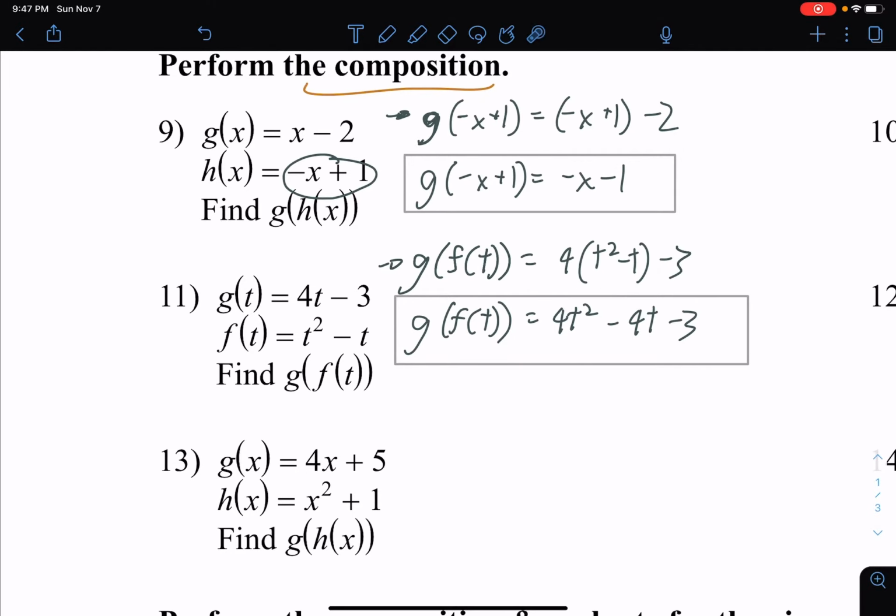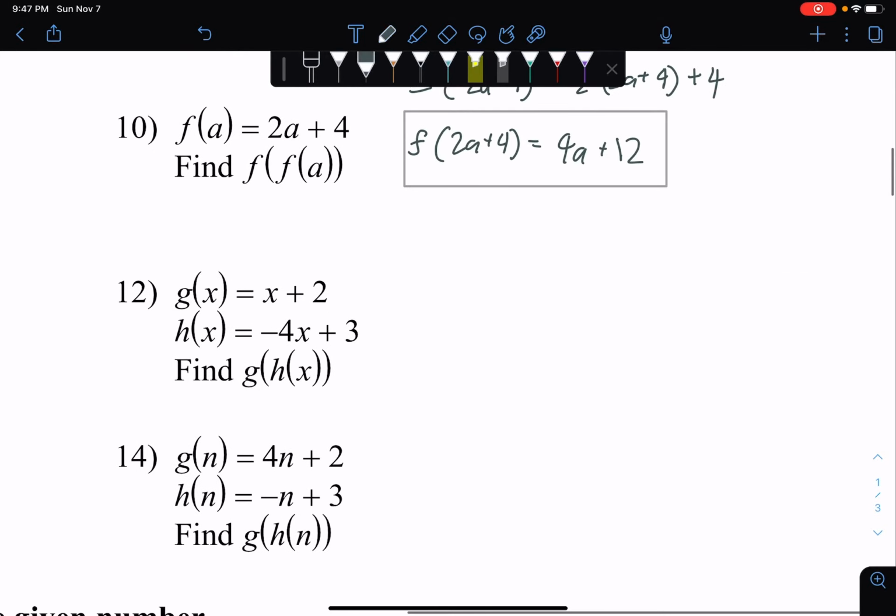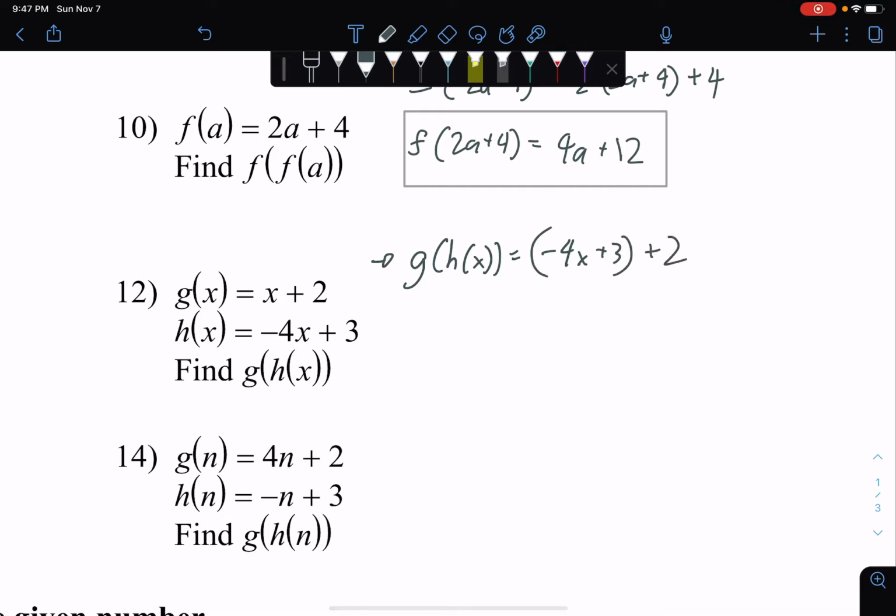So yeah, let's move to number 12. G of h of x. So g of h of x is equivalent to, we'll be using this. So our x will be equal to negative 4x plus 3, placed in parentheses, and plus 2. So basically we're following how it works here.